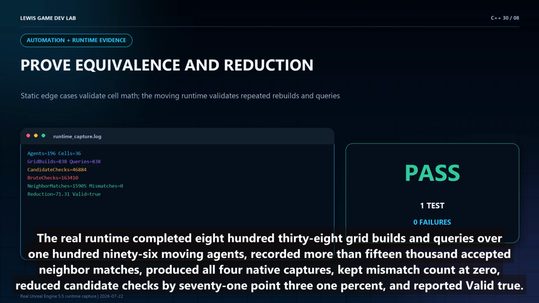The real runtime completed 838 grid builds and queries over 196 moving agents, recorded more than 15,000 accepted neighbor matches, produced all 4 native captures, kept mismatch count at 0, reduced candidate checks by 71.31%, and reported valid true.